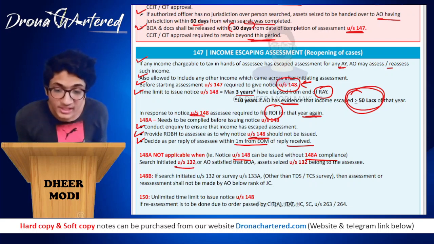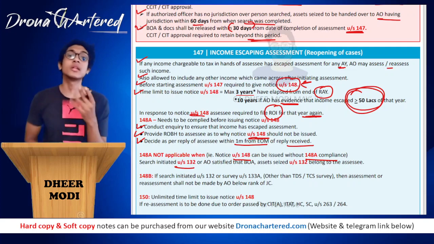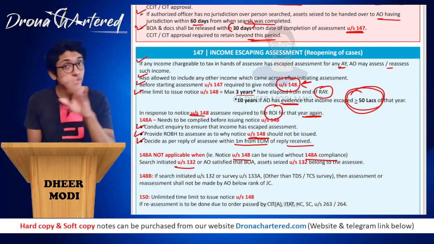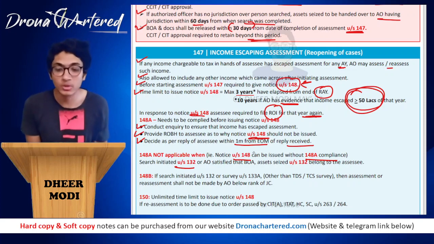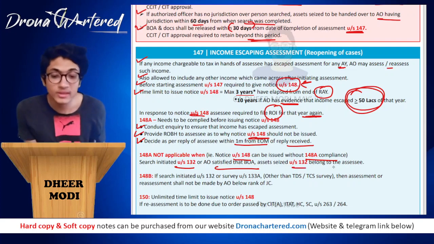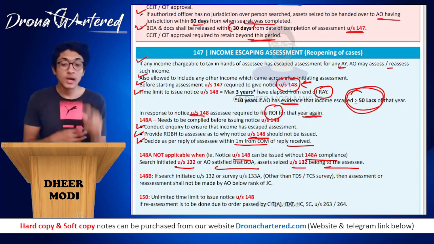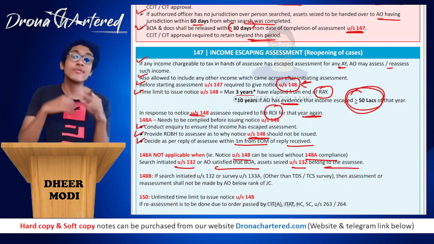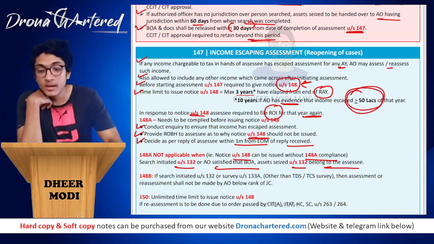If a search has been initiated under section 132, 148A compliance is not required. Or if the AO is satisfied that the books of accounts or the assets seized under section 132 belong to the assessee. So in these cases, 148A need not be complied with.